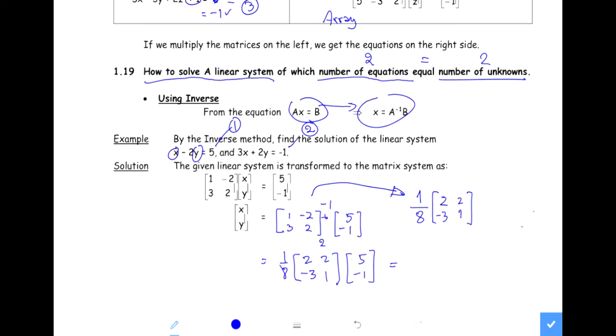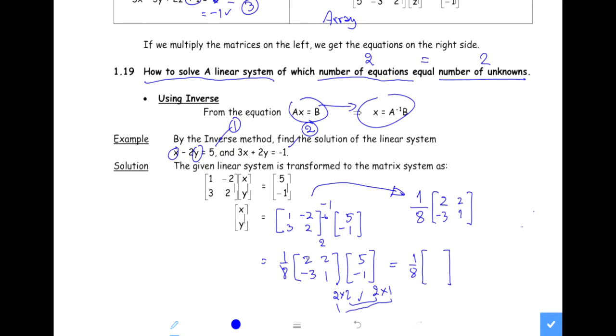Okay, so let's find the answer. Let's multiply. This one is a 2 by 2 matrix. This one is a 2 by 1 matrix. So the first thing you have to check is that the two inner numbers are the same thing, so you can multiply. And then the result will have the dimension of 2 by 1. Now 1 over 8 is still there. 2 by 1 is just like that: 2 members, one there, another one there.